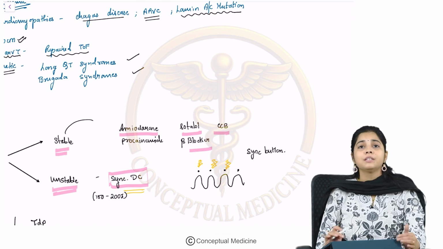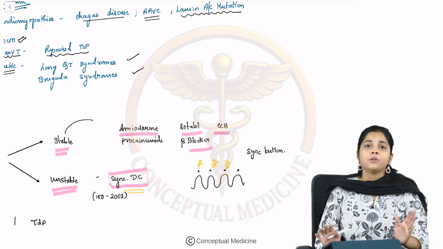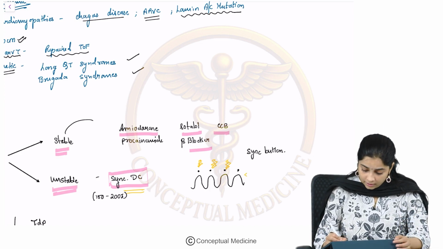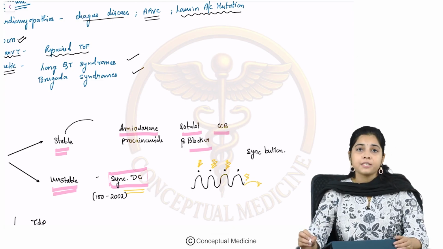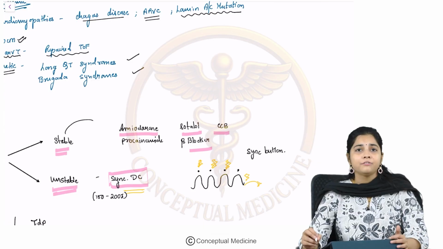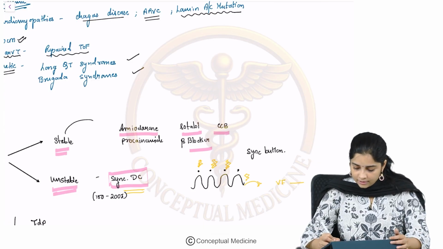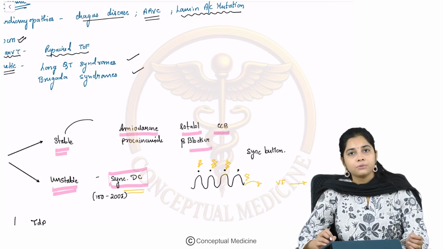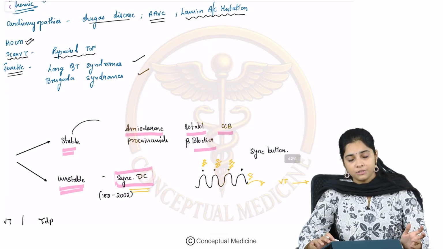What happens if you give a defibrillation where it is not synchronized? If the impulse comes here, what will happen? We have just learnt there can be an R on T phenomenon, and this can in fact result in VF and it can result in an arrest. That is why you need to do a synchronized cardioversion.